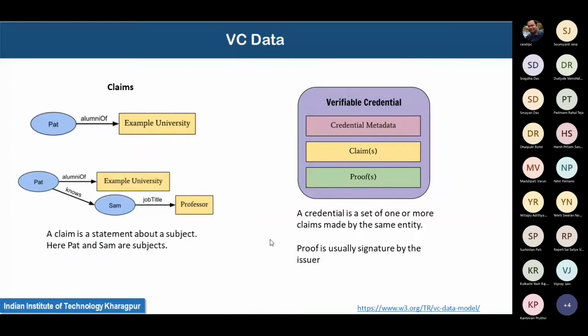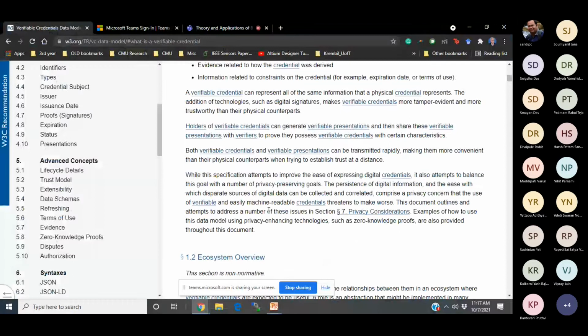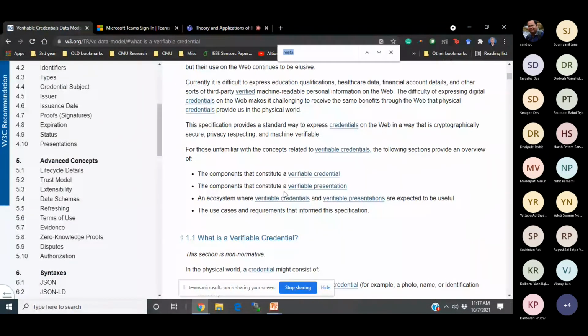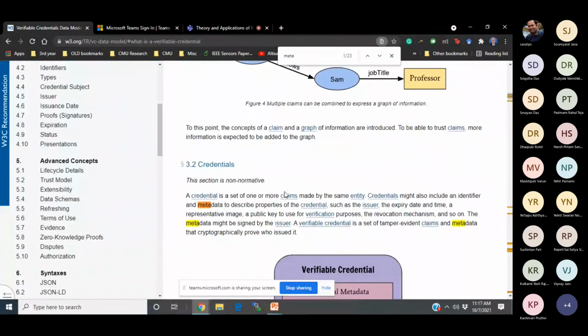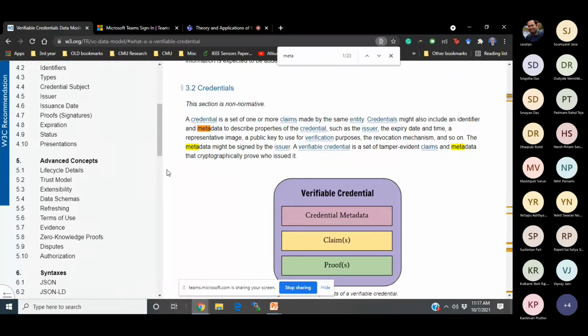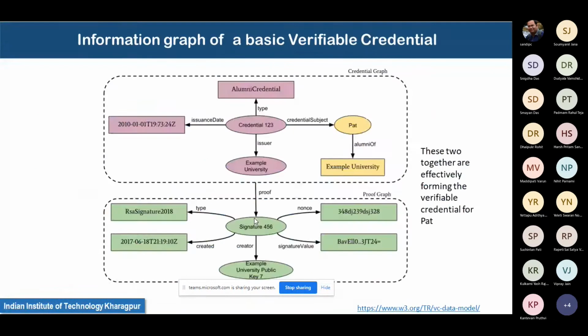So there could be a lot of such credential metadata, and if you wish, you can see here about all the different types of credential metadata that are possible. So you could take a look at this, that what is there. So some more details about the issuer and all. And of course, we could also have an expiry date and time and so on. This representative image is what I talked about. So you can see some more details from the site.